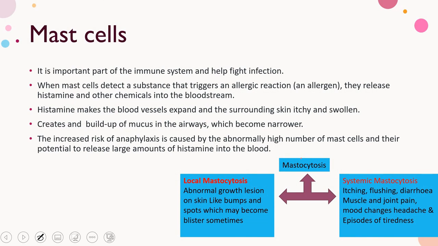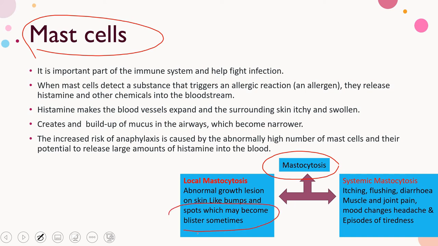But before going into studying the antihistamine drugs, mast cells: in certain cases there is mastocytosis, meaning an increase in the number of these cells. These mast cells secrete, and there is abnormal growth, lesions on the skin like bumps and spots which may become blisters sometimes. This is local mastocytosis. It may be systemic if the response is generalized, and then it can be a problem, and the risk of anaphylaxis is there.